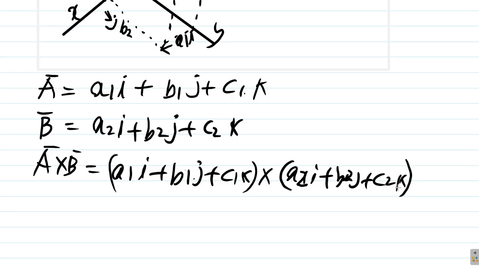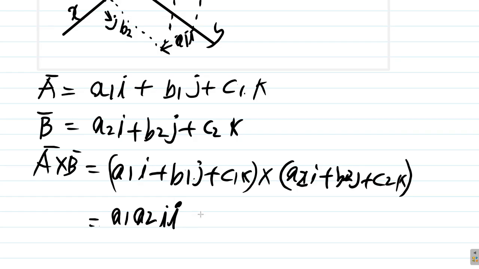So you have that. Now the thing is, when you multiply them out, you're going to have A1i cross A2i. But let's just put the letters, the unit vectors, together. You have A1, A2, i cross i.